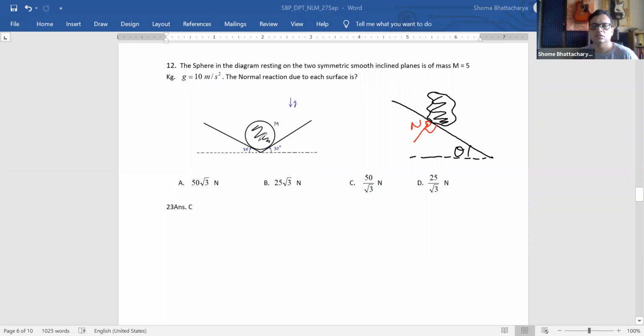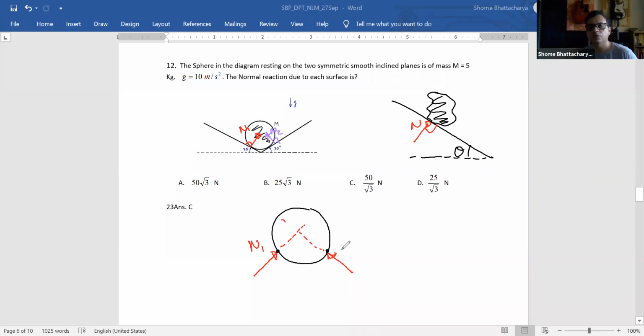Same thing over here. The normal reaction here, let's say this is N1, will be perpendicular to this, and the normal reaction here will be perpendicular to this, like this. So there is one contact point here and one contact point here. If you are used to doing this type of question, you'll realize the normal reactions are symmetric, so they have the same magnitude. But let me say that I have not guessed that yet. Suppose I have not made that guess, I'll assume there are different normal reactions, N1 and N2.